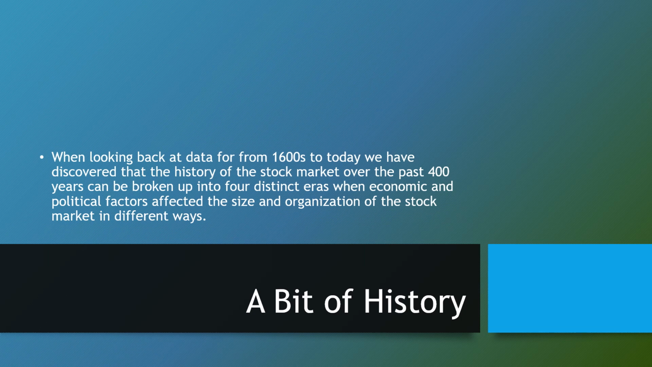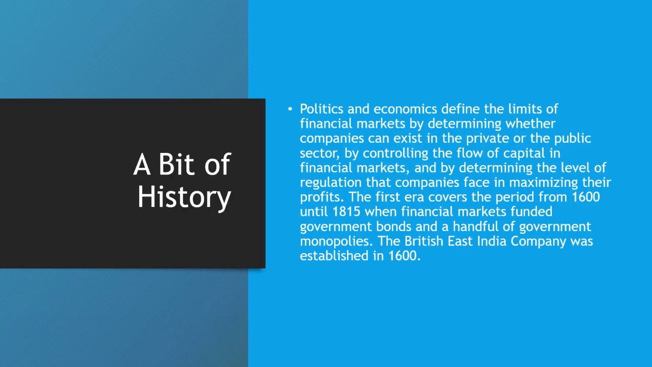When looking back at data from the 1600s to today, we have discovered that the history of the stock market over the past 400 years can be broken up into 4 distinct eras when economic and political factors affected the size and organization of the stock market in different ways. Politics and economics define the limits of financial markets by determining whether companies can exist in the private or public sector, by controlling the flow of capital in financial markets, and by determining the level of regulation that companies face in maximizing their profits. The first era covers from 1600 to 1815.